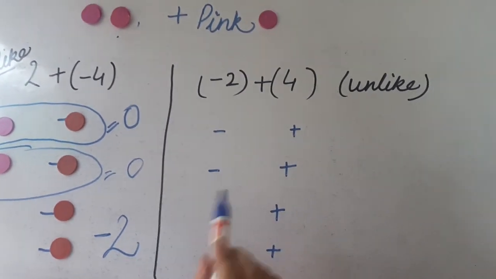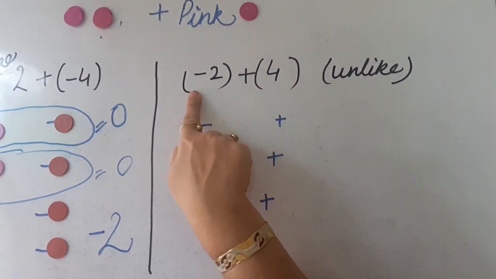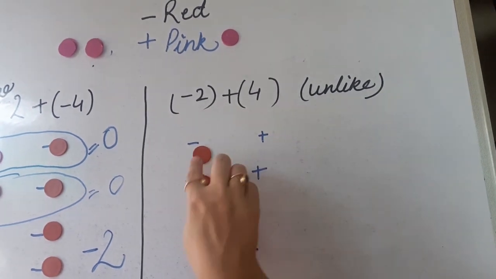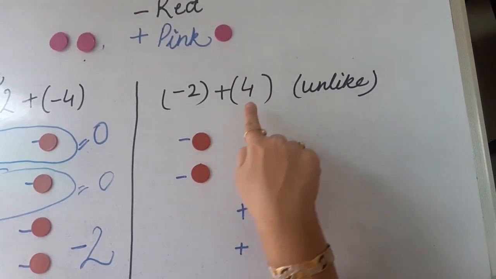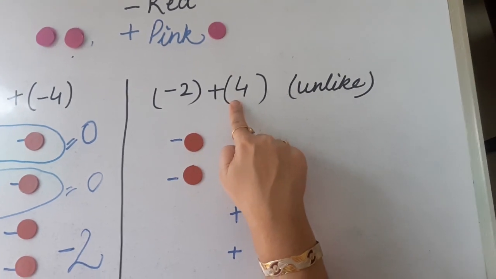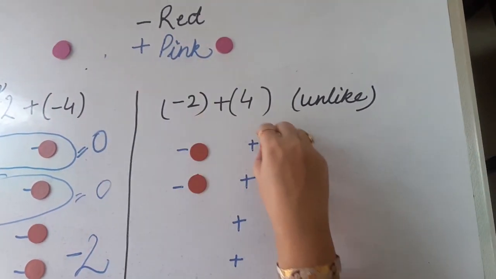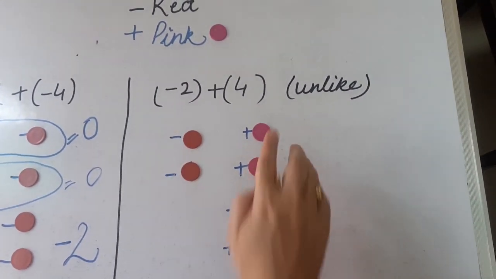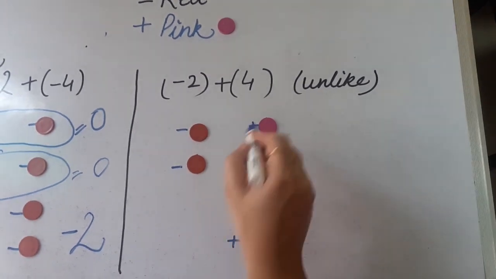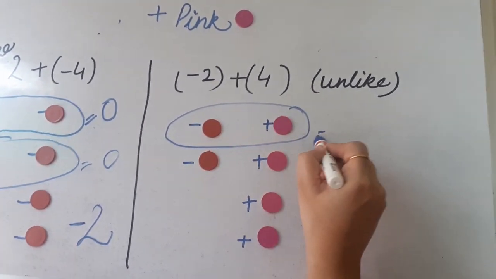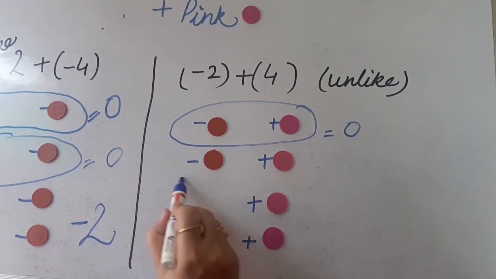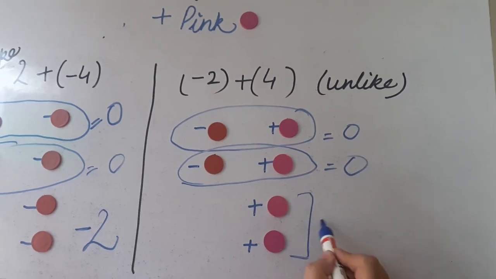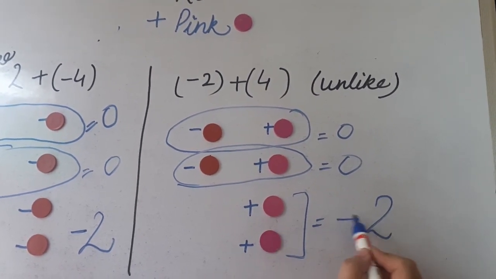Same in this case, I have 2 with minus sign. Minus means red. I will put red coins here. Plus 4. 4 is with plus sign. So I will take 4 pink colors. Now, what would be the result when I am going to add these? Again, plus 1 and minus 1. It will result into 0. Plus 1 minus 1. Again comes out 0. So you are left with 2 with plus sign.